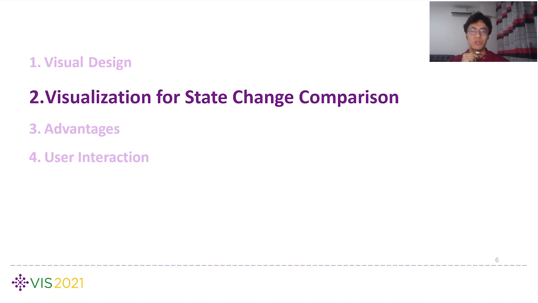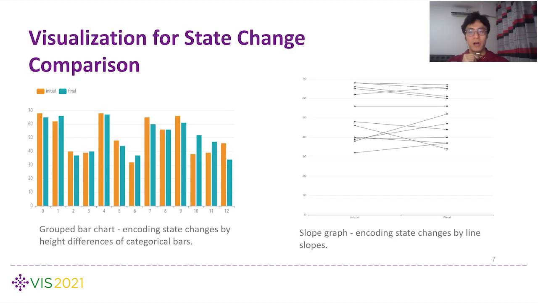Next, I will show you the two widely used visualizations for state change comparison. According to our preliminary survey, there are two visual designs for plotting state changes. As shown here, two figures are visual metaphors encoding the same data. The left diagram is a grouped bar chart, and the right one is a slope graph. The grouped bar chart encodes the initial and final values by respective categorical bars within each group, and the bar height differences are used to represent change counts. And the slope graph uses line slopes to display change counts.